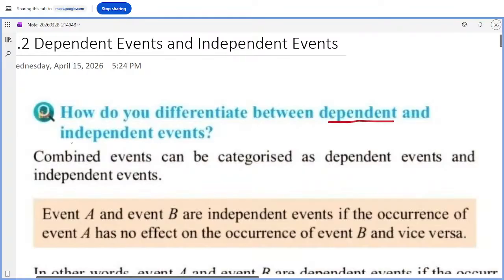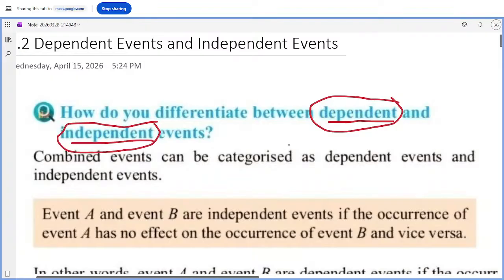First of all, you need to understand what is the meaning of dependent and independent events. Very simple lah, guys. You just analyze this word from the English point of view. No need to talk about maths. What's the meaning of dependent and what's the meaning of independent? Let's say if a person says you are dependent, means what? You depend on other people for stuff, maybe for transport or money or something like that. But if you're independent, it means you can do everything on your own, correct? So this is the general thing. So basically when you talk about combined events, they can be categorized as dependent or independent events.